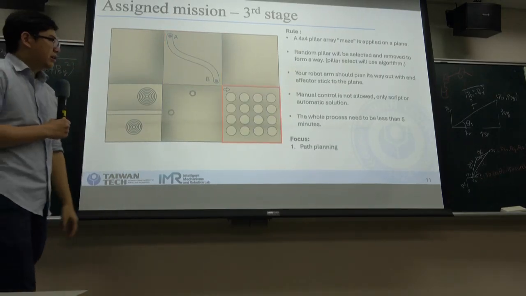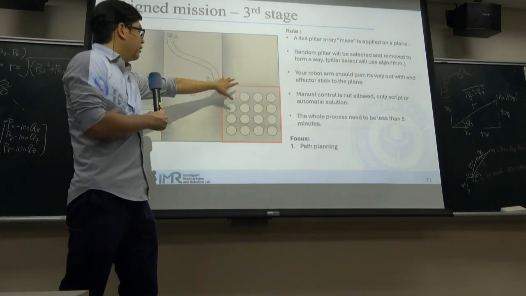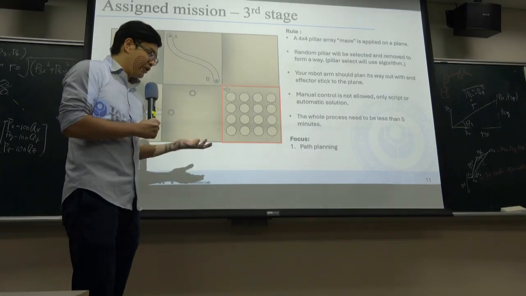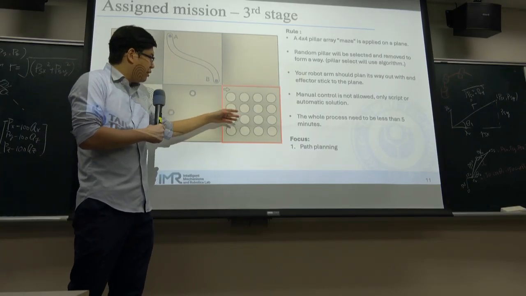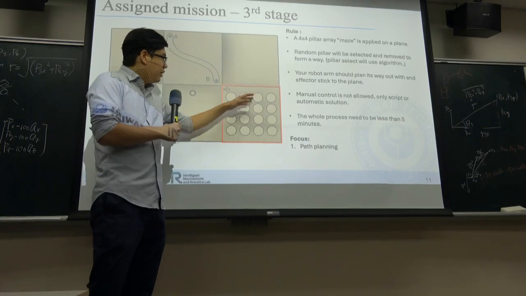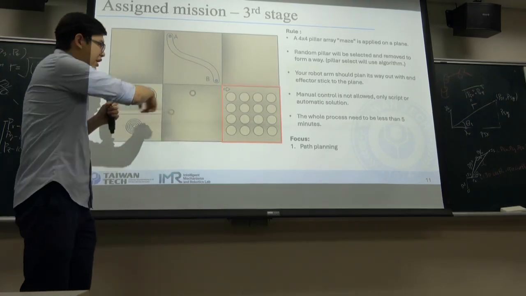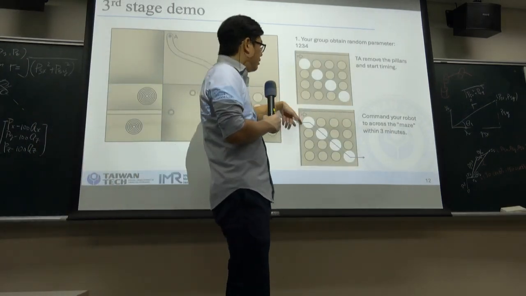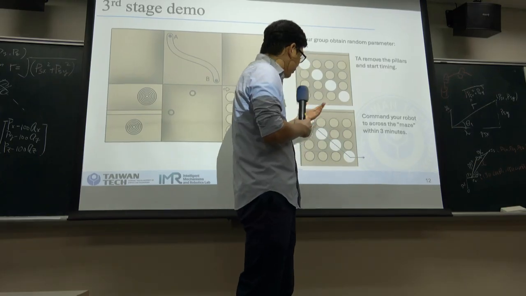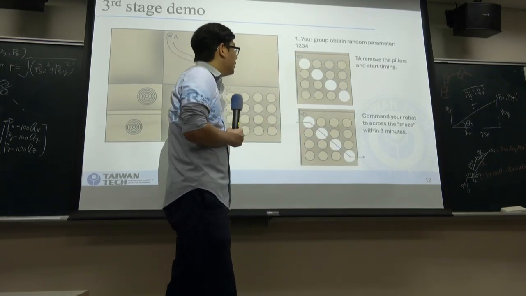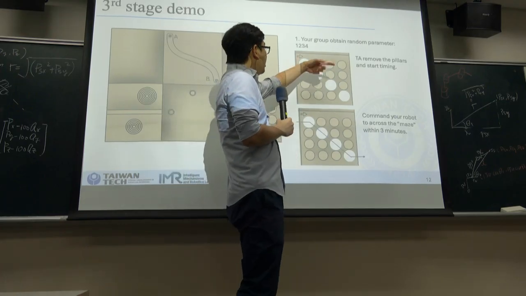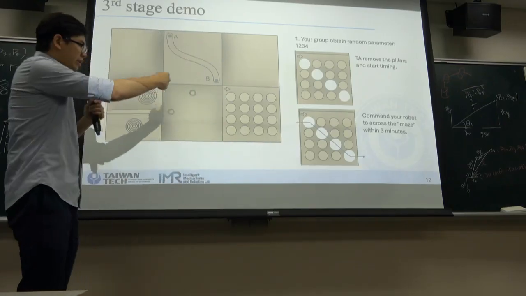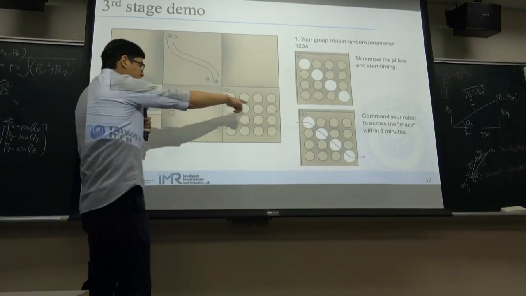And mission 3: here we have 16 pillars, and before your test, we will randomly remove about 4 pillars, so you can do the path planning for your robots. We will randomly remove the pillars, so you need to do the path planning.